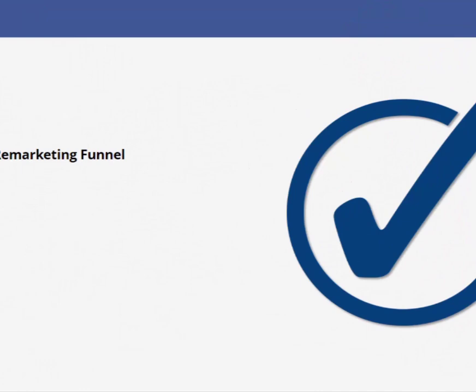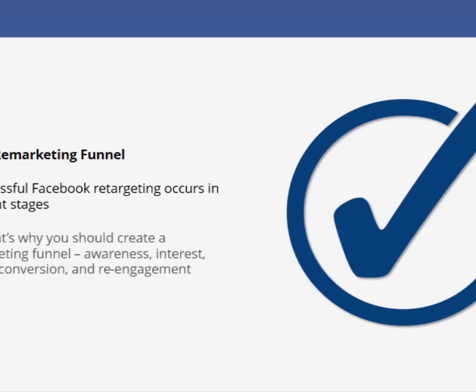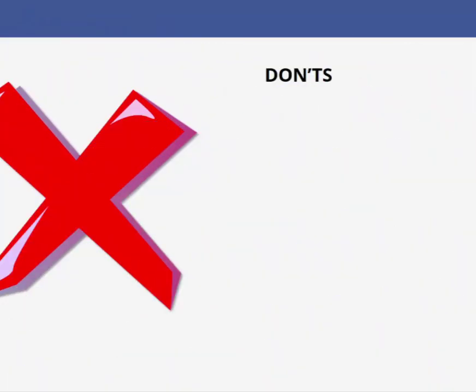Set up a remarketing funnel. A successful Facebook retargeting occurs in different stages. Someone who only reads your post one time can be converted into a customer, only if you retarget them with the right message at the right time. And that's why you should create a remarketing funnel. Awareness, interest, desire, conversion, and re-engagement. And now, let's move to the don'ts. Don'ts.